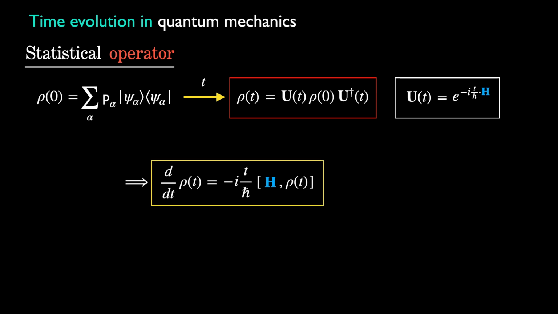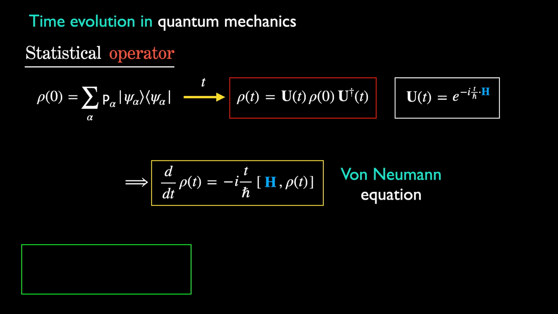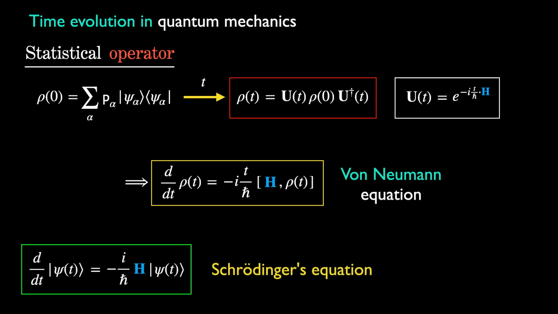Thus, the time derivative of ρ of t is proportional to its commutator with H. This first-order differential equation is known as the von Neumann equation, and is the operator counterpart of the Schrodinger's equation. The expression in the red box is the solution to this equation. Since this is a first-order equation, the entire solution should be fixed by the initial condition, which is ρ0 in the red box.